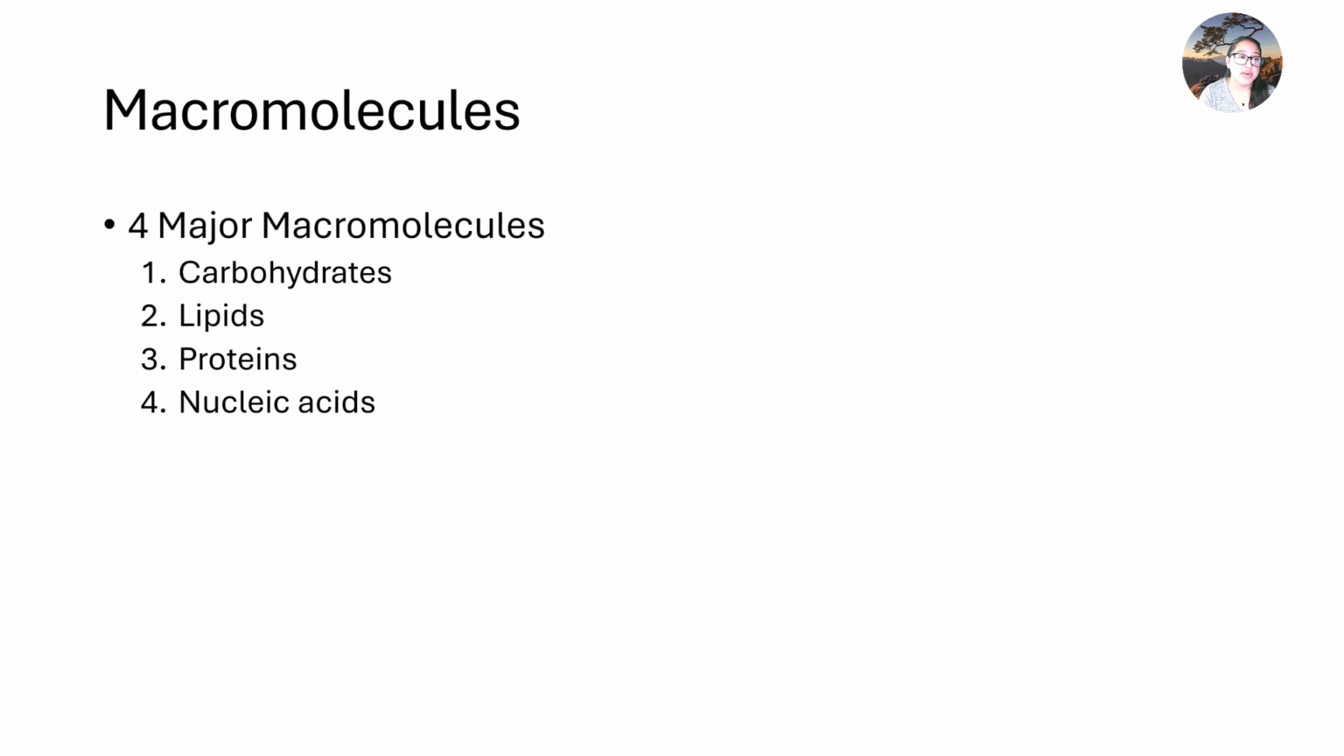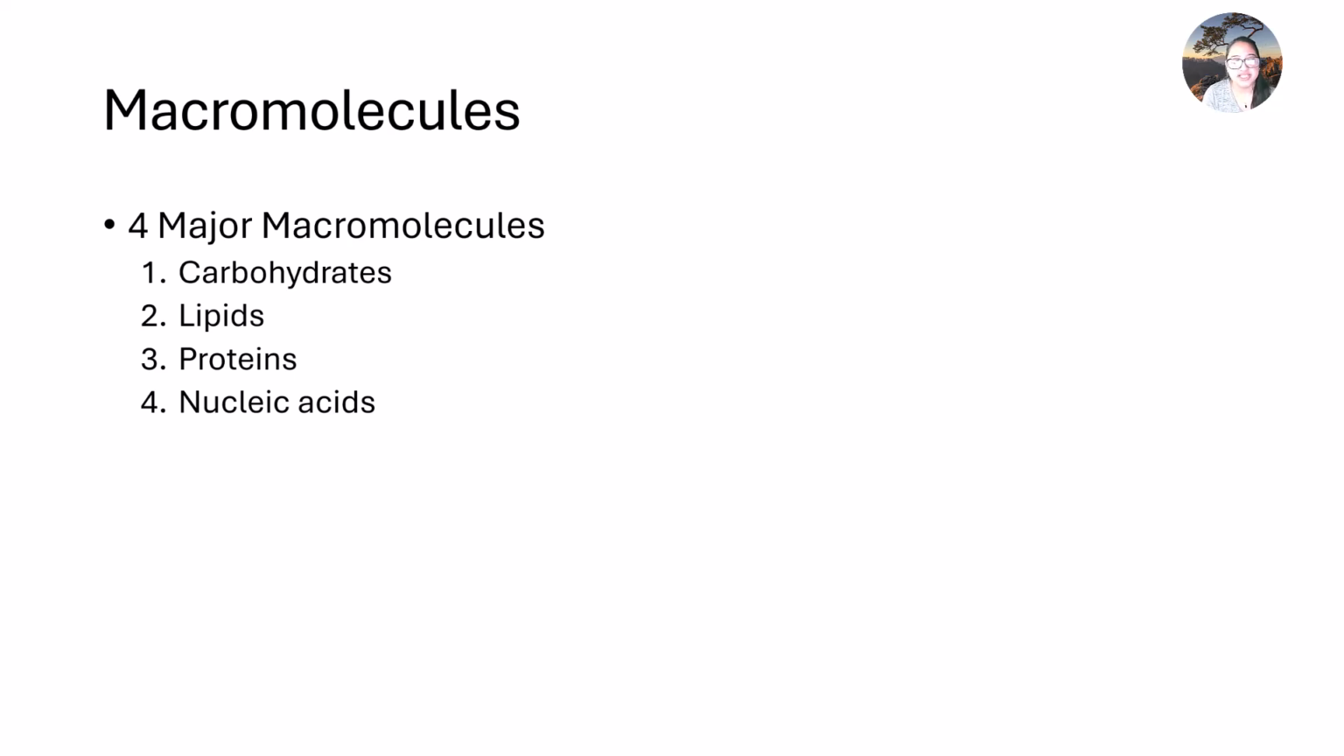So when it comes to biology, there are 4 major macromolecules that we care about because they make the biggest amount of stuff in your cells and in your body. They are really important macromolecules that do a lot for you. So the 4 major macromolecules are carbohydrates, lipids, proteins, and nucleic acids.